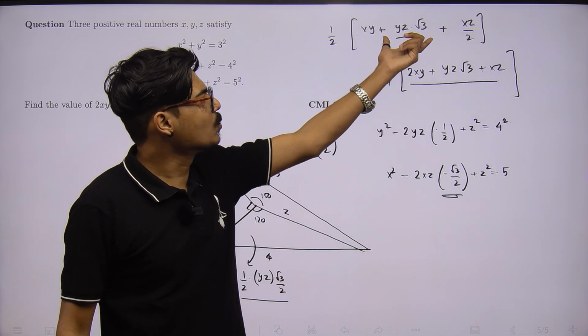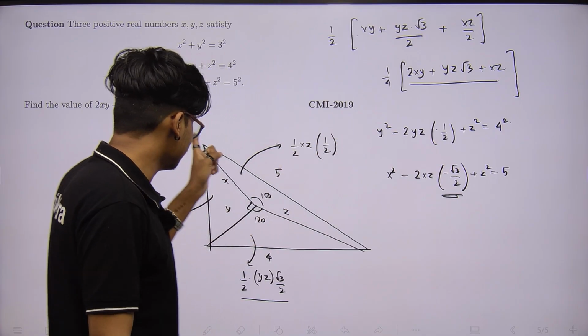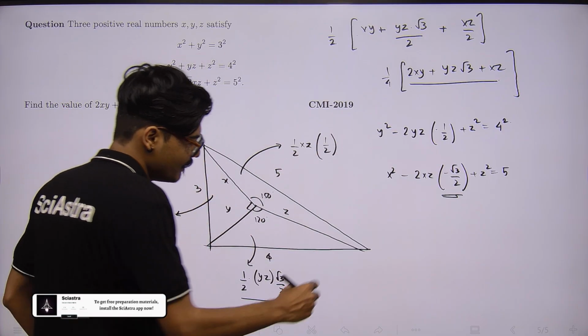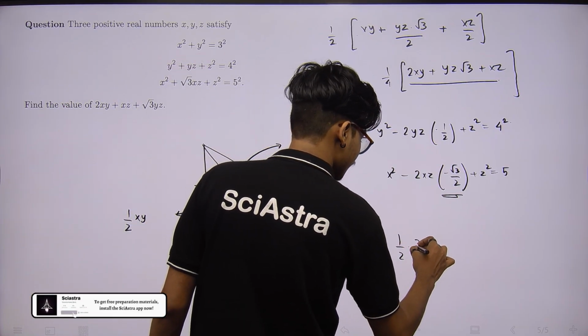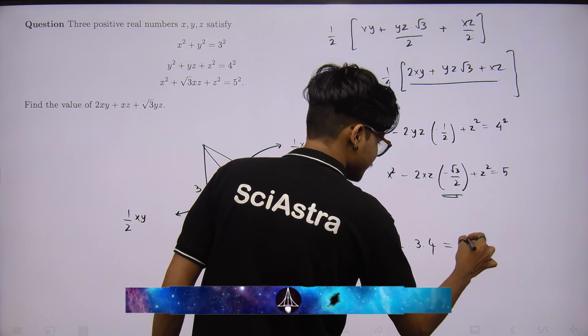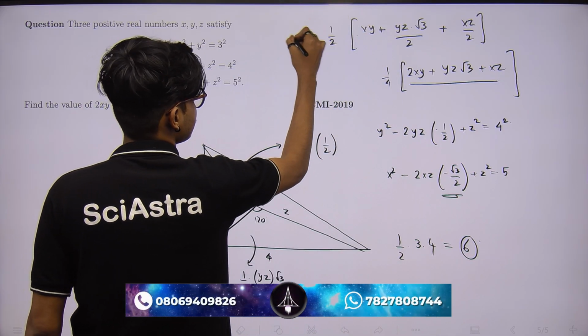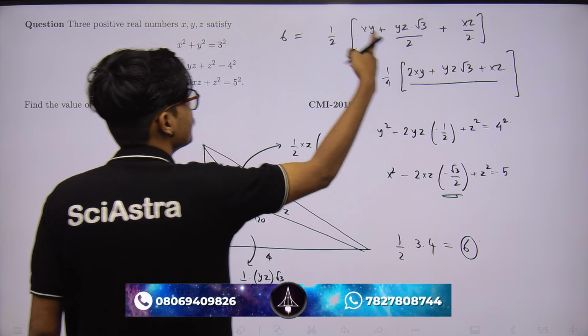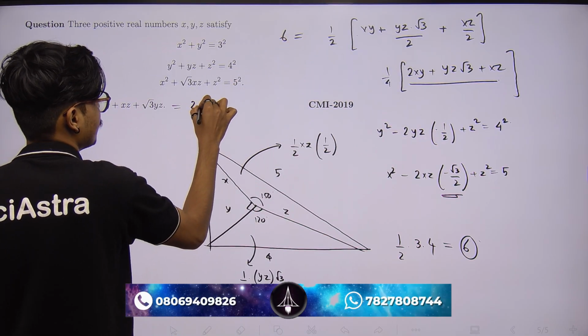Now what is this total sum? This total sum is nothing but the area of the entire triangle, which is nothing but half times 3 times 4, right? So that gives you 6. So this is equal to 6. So the value of this expression should be 4 times 6. So the final answer is 24.